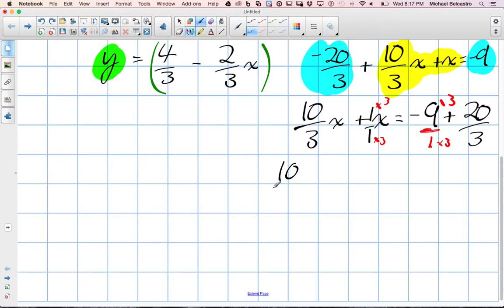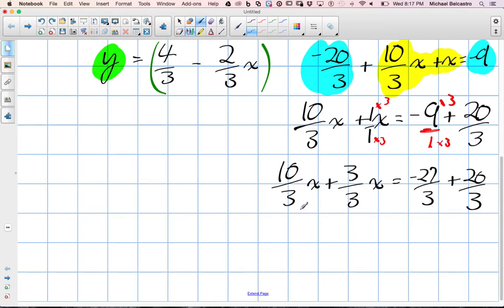Okay, so 10 over 3, x, this becomes plus 3 over 3, x, is equal to negative 9 times 3 is negative 27 over 3, and then plus 20 over 3. So a ton of fractions. The denominator stays the same. 10 plus 3 is 13. So we get 13 over 3, x, is equal to negative 27 plus 20 is negative 7 over 3.